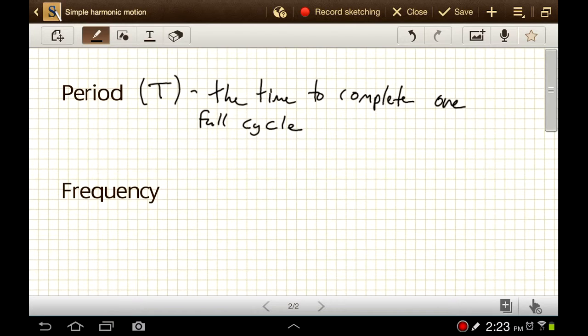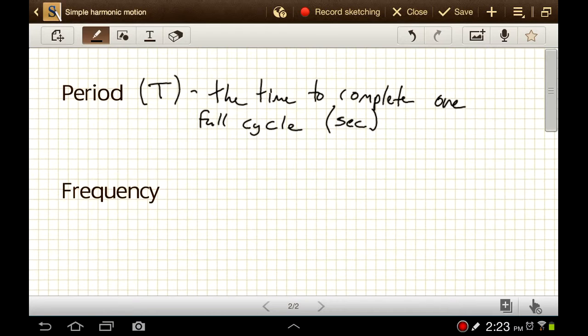So the time to complete one full cycle, or the time before something that's undergoing simple harmonic motion, or periodic motion as well, starts to repeat itself. You catch that? What was my period there? 5 seconds before I started to repeat myself? Got it? All right. The time to complete one full cycle, usually we use the units of seconds on this.